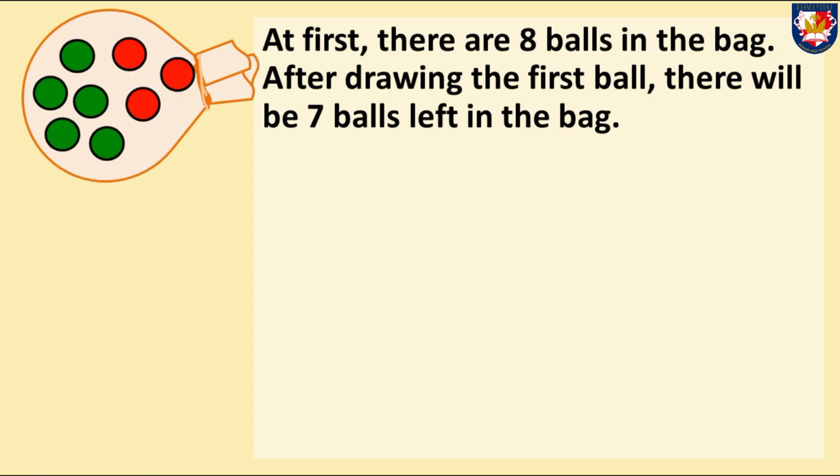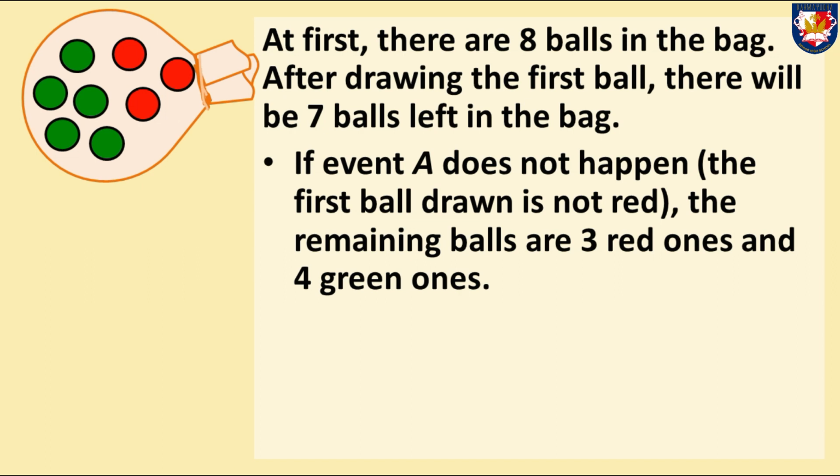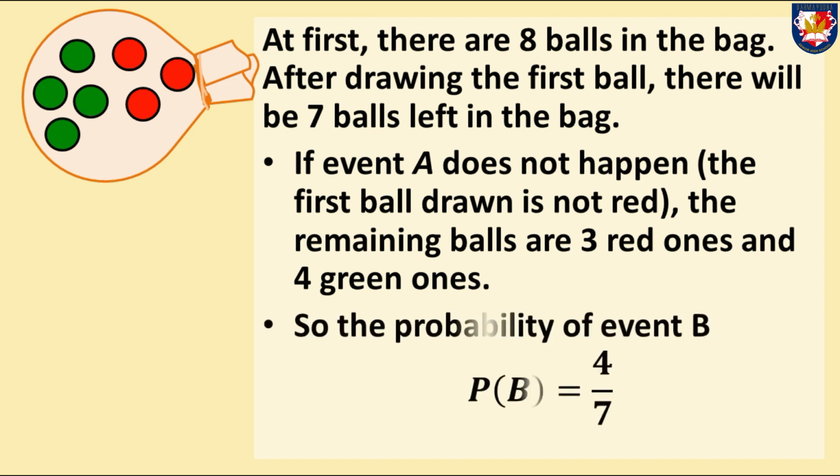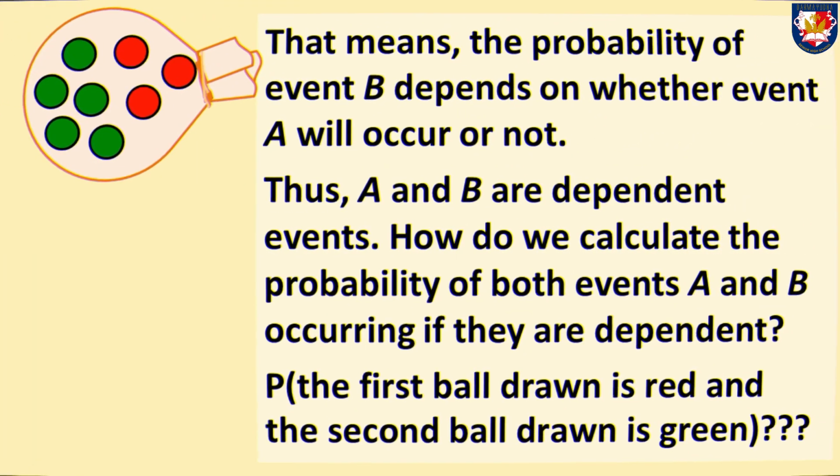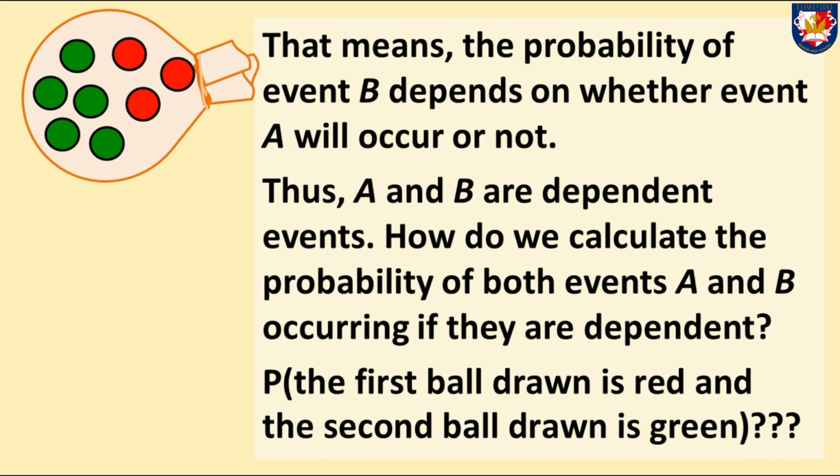Still, there are 8 balls. If event A does not happen, the first ball drawn is not red, which means the first is green. The remaining balls are 3 red ones and 4 green ones. So the probability of event B, getting a green ball, is 4/7, because there are 4 green balls remaining out of 7 balls inside the bag. That means the probability of event B depends on whether event A occurs or not. Thus, A and B are dependent events.